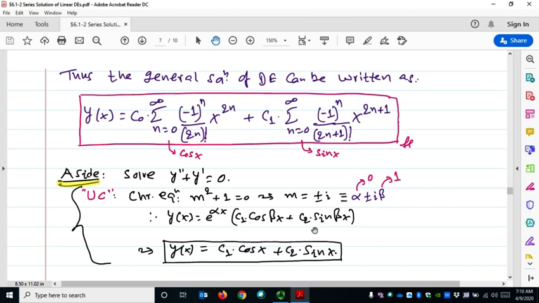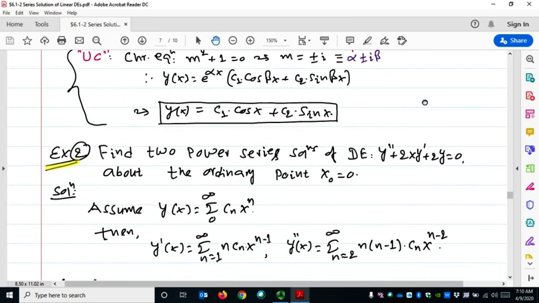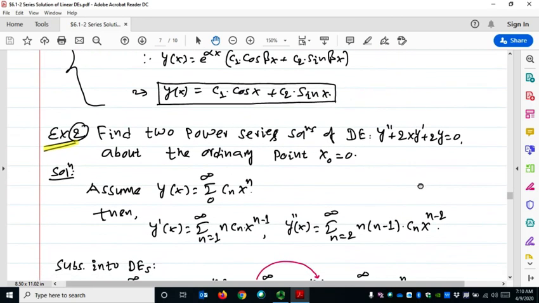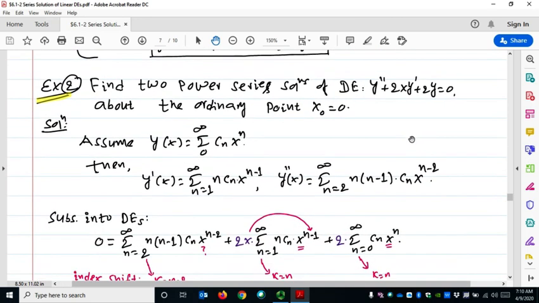Okay, now let's move on. Let's do other problems also. Let me scroll down. Example 2. That's better. Find two power series solutions of the differential equation y double prime plus 2xy prime plus 2y equals 0 about the ordinary point 0.